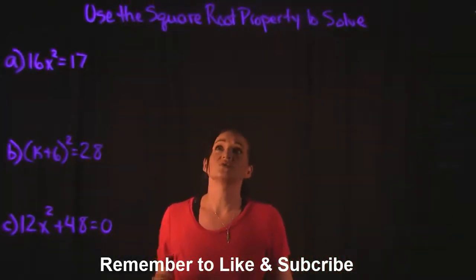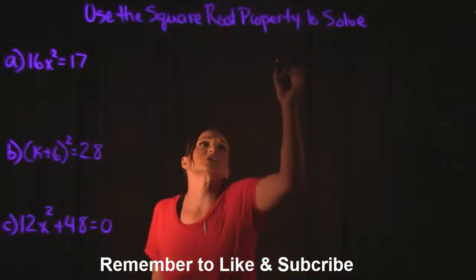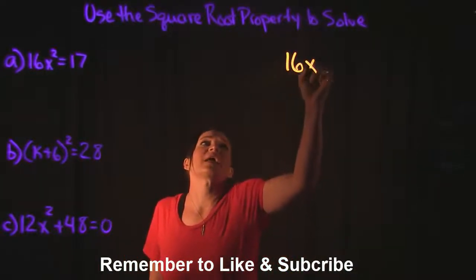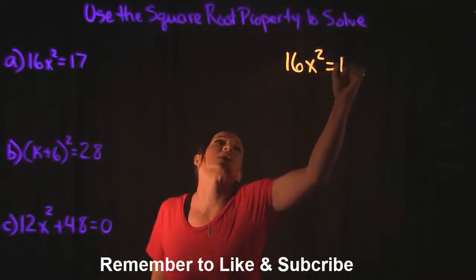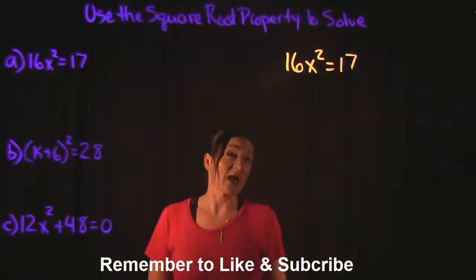So we're going to use the square root property in order to solve the following equations. Starting with example A, we have 16x squared is equal to 17. So we're trying to solve for x here.